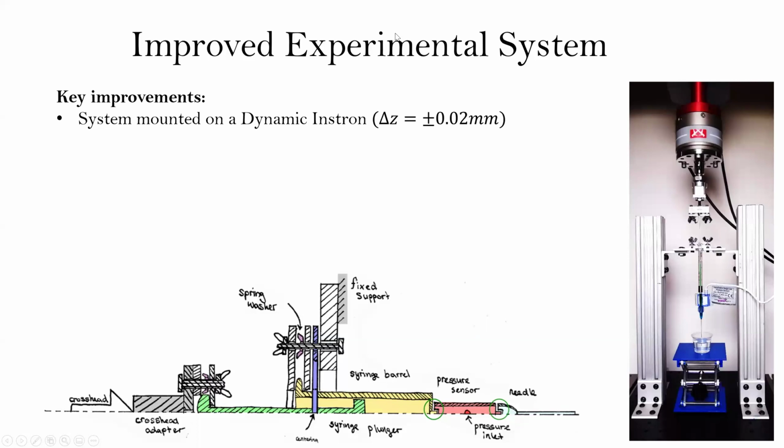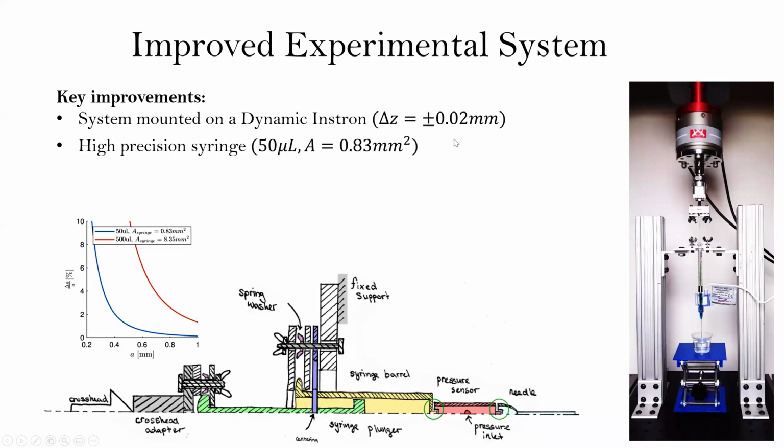So first I'll present some of the improvements we made to the experimental setup itself that gave us the precision in both the pressure and the volume control that allowed us to do the rate-dependent testing. The first change we made from our previous VCC work was we went from a static testing machine to a dynamic instrument that gave us more precision in the movement and control for dynamic loading.